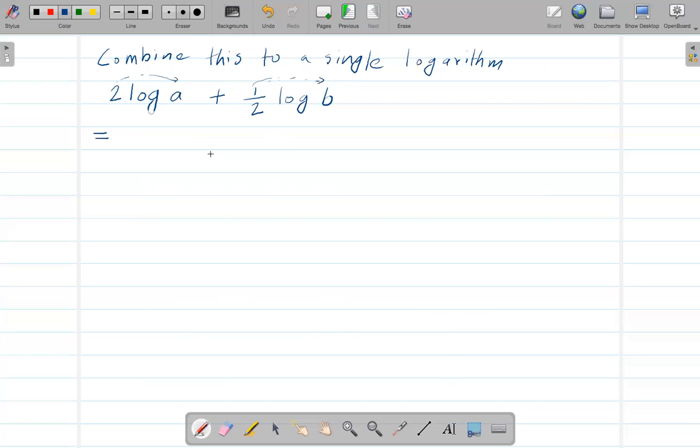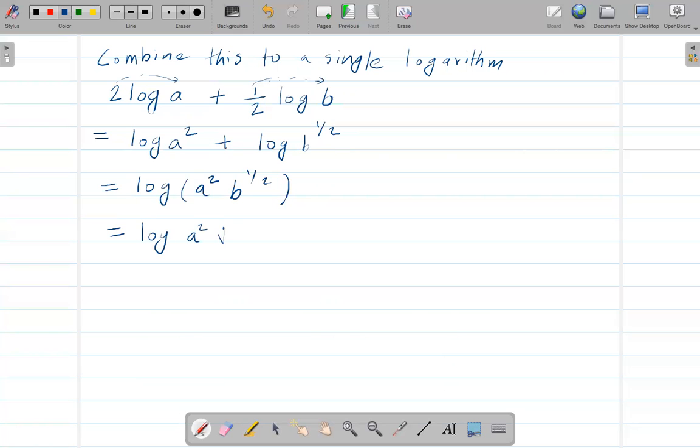So that way now I can say log base a square plus log of b to the power 1/2, right? Since we have plus in the middle, I can combine this into a single log and just multiply a square and b to the power 1/2. I can even write b to the power 1/2 as square root of b, right? All right, so that's how we combine.